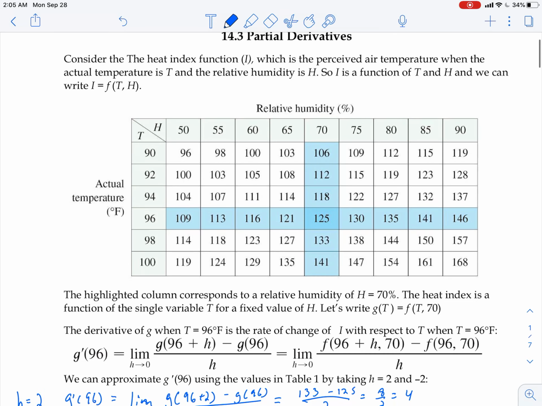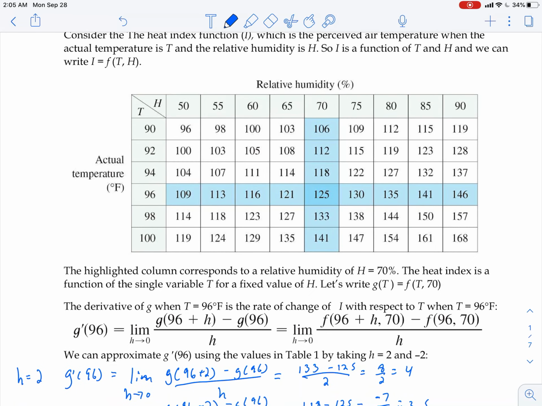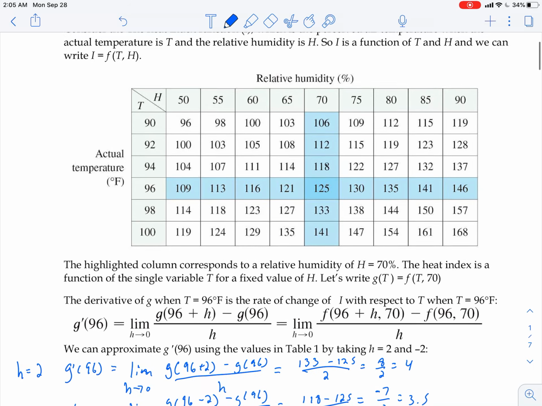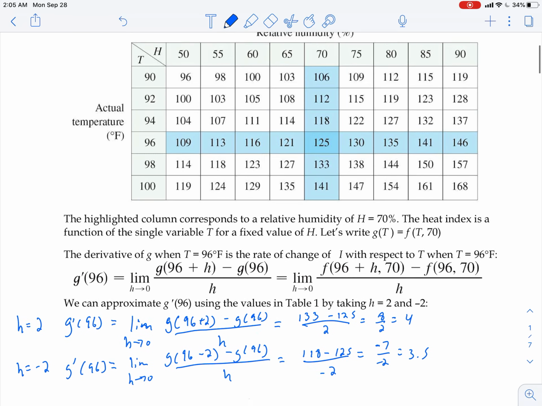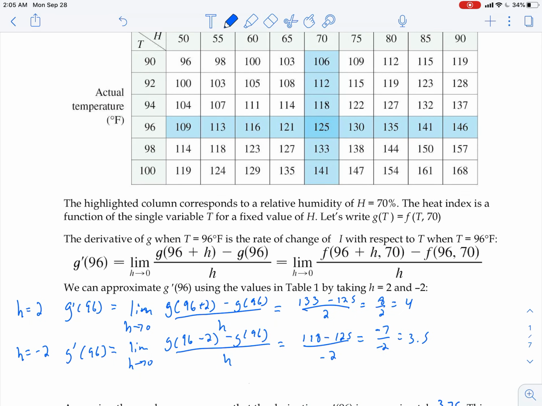We can write I equal to f of T, H, which we've dealt with before, and we've called this table kind of like the humidex. The highlighted column corresponds to a relative humidity of H equal to 70%. The heat index is a function of the single variable T for a fixed value of H. So let's write G of T is equal to f of T, 70. The derivative of G when T is equal to 96 degrees Fahrenheit is the rate of change of I with respect to T when the temperature is 96 degrees Fahrenheit.